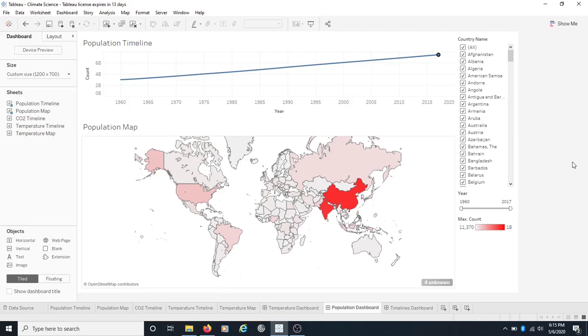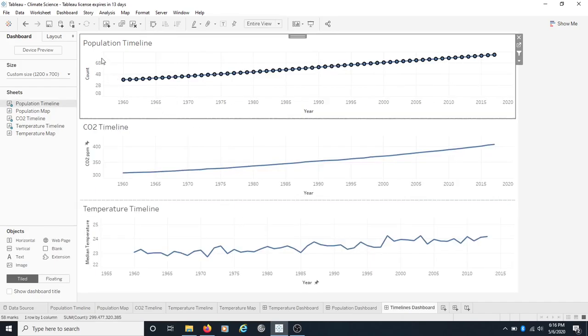I want to talk to you about climate science. You're going to see some of the features in Tableau, how you can interpret data, and where there are limitations in our understanding and it's difficult to make interpretations. I collected data on the world population, on carbon dioxide in the atmosphere, and on temperatures around the world.